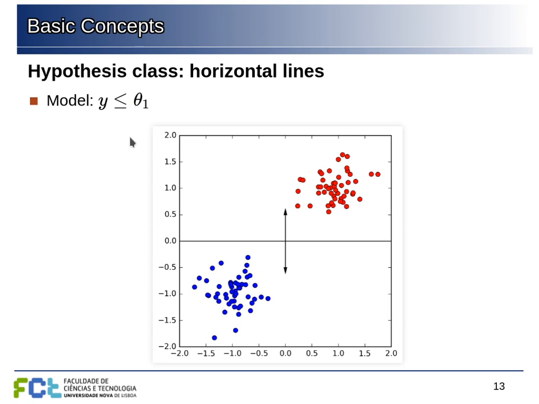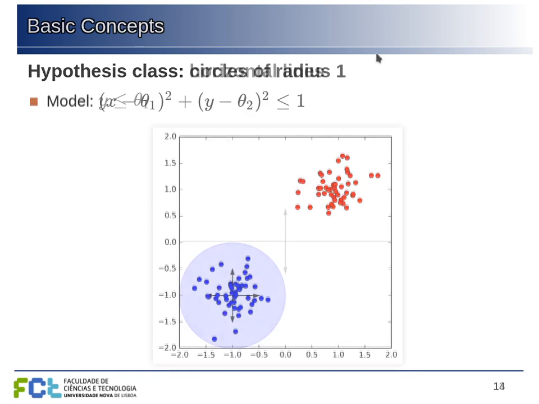And now we can use this to obtain a specific hypothesis. For example, if we set θ1 to 0, our algorithm would be to check, to predict if something is blue, we will take the second coordinate here, compare it with 0, and if it's below or equal to 0, it's blue, otherwise it's red. So by adjusting this parameter here, we can obtain a specific algorithm to distinguish between red and blue.